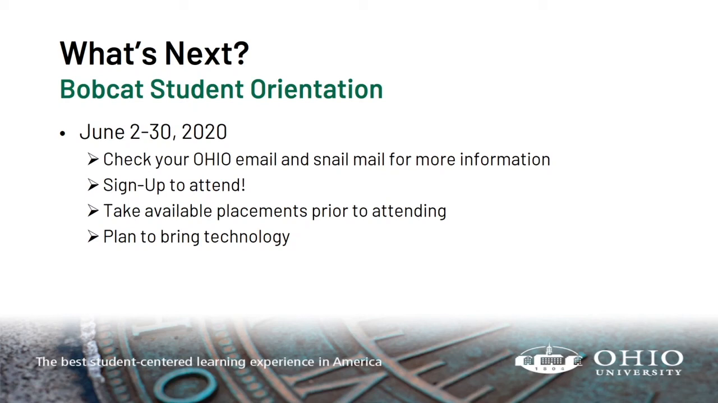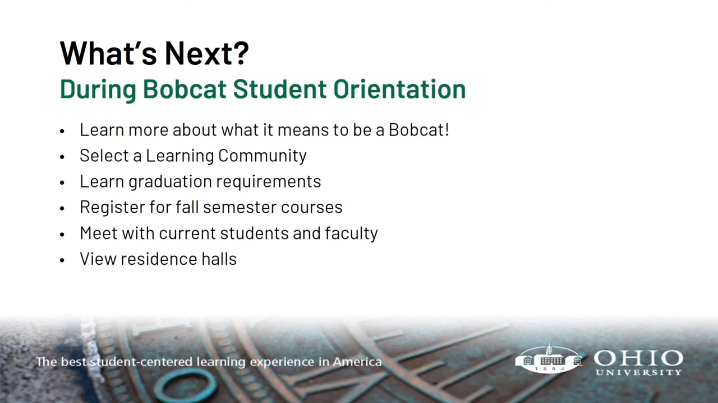And as I mentioned, orientation is a day-and-a-half program. So day one, you'll be learning about what it means to be a Bobcat. You'll learn about learning communities. You'll learn about your graduation requirements, again, in more detail. And then day two, you'll register for your fall semester courses. You'll get to meet with current students and faculty, and you'll also get to view residence halls while you are on campus for orientation.